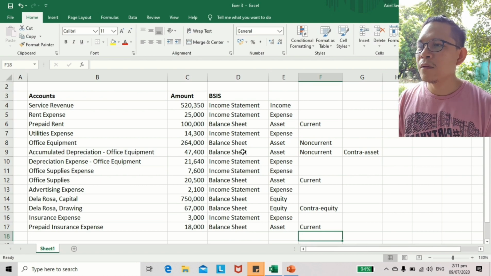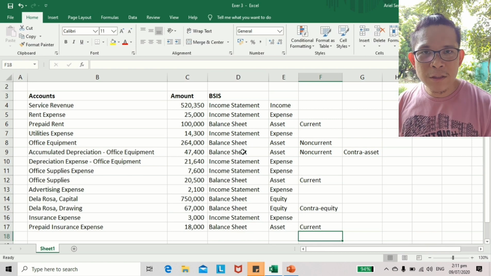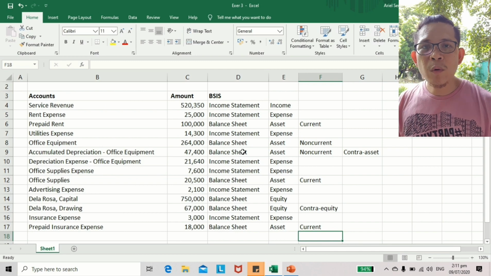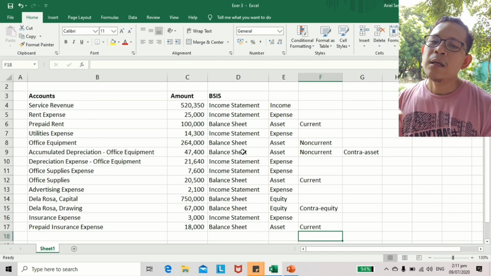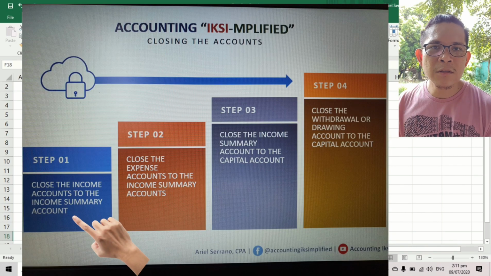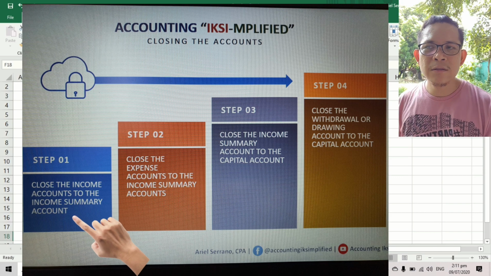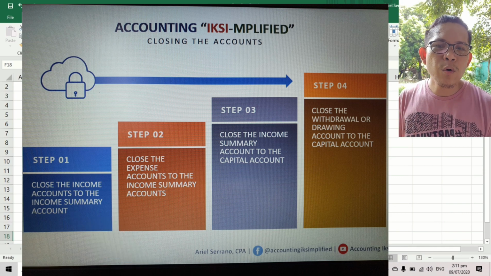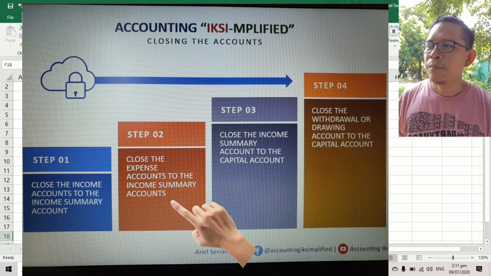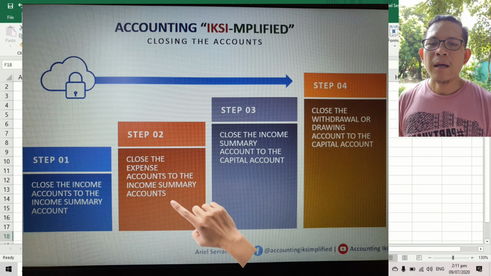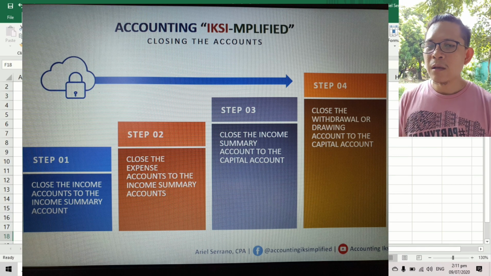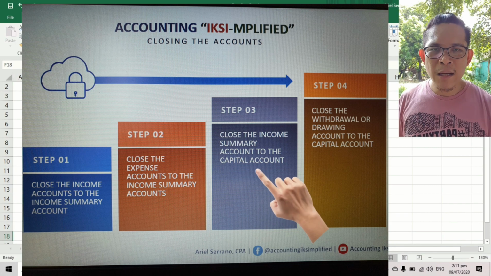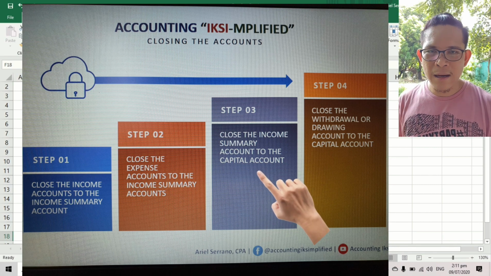Okay. Now that we have identified these accounts in their proper category, either as an income statement account or as a balance sheet account, punta tayo doon sa closing process. Ano ba yung closing procedures natin? Now remember that when we do closing process, tandaan ninyo we have 4 steps. The first one is we have to close the income accounts papunta sa income summary accounts. Second one, we have to close your expense accounts papunta ulit sa income summary account. And whatever is the difference between the debit and credit of your income summary account, we will transfer it to your equity account or doon sa capital account.